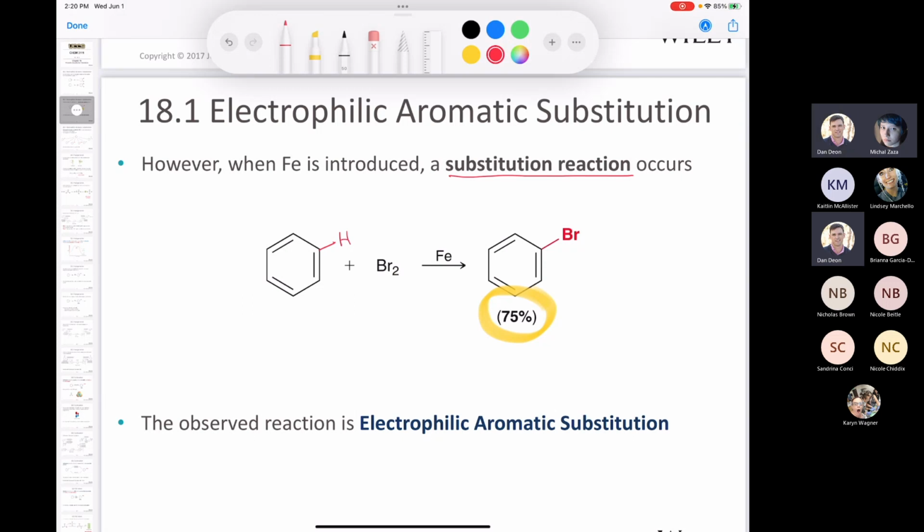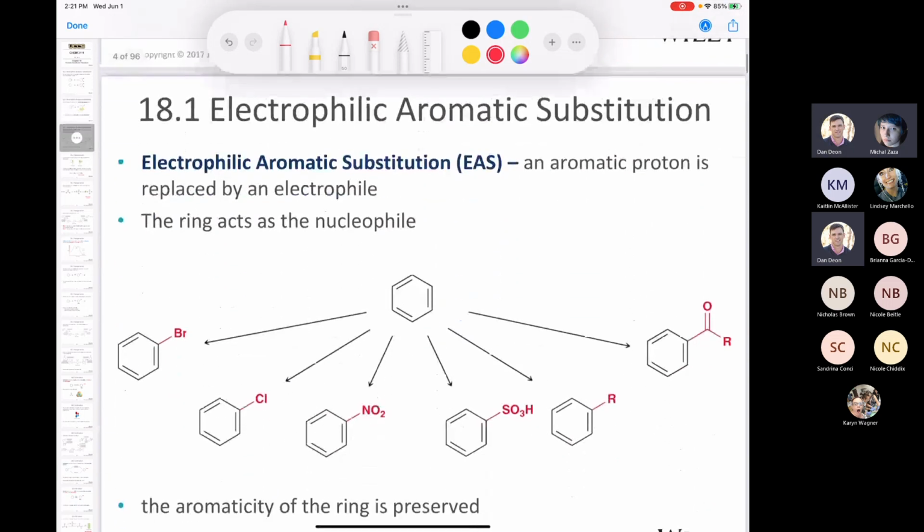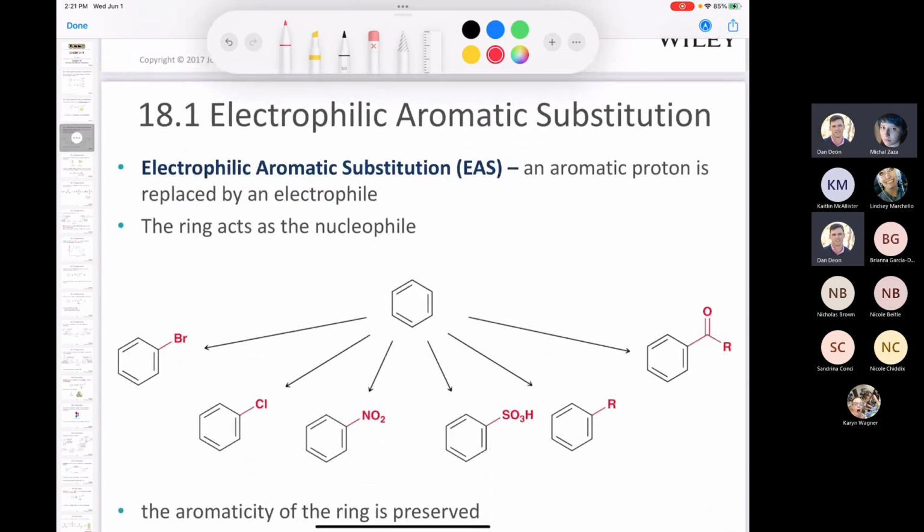Now, again, what's the point of adding the iron here? The point of adding the iron is that we end up making iron(III) bromide, which can react as a Lewis acid with bromine to make it a very electrophilic source of bromine that I'm going to talk about in a second. But before we get into that, electrophilic aromatic substitution, which we sometimes refer to as EAS reactions, is where an aromatic proton is replaced by an electrophile. And the ring acts as a nucleophile.